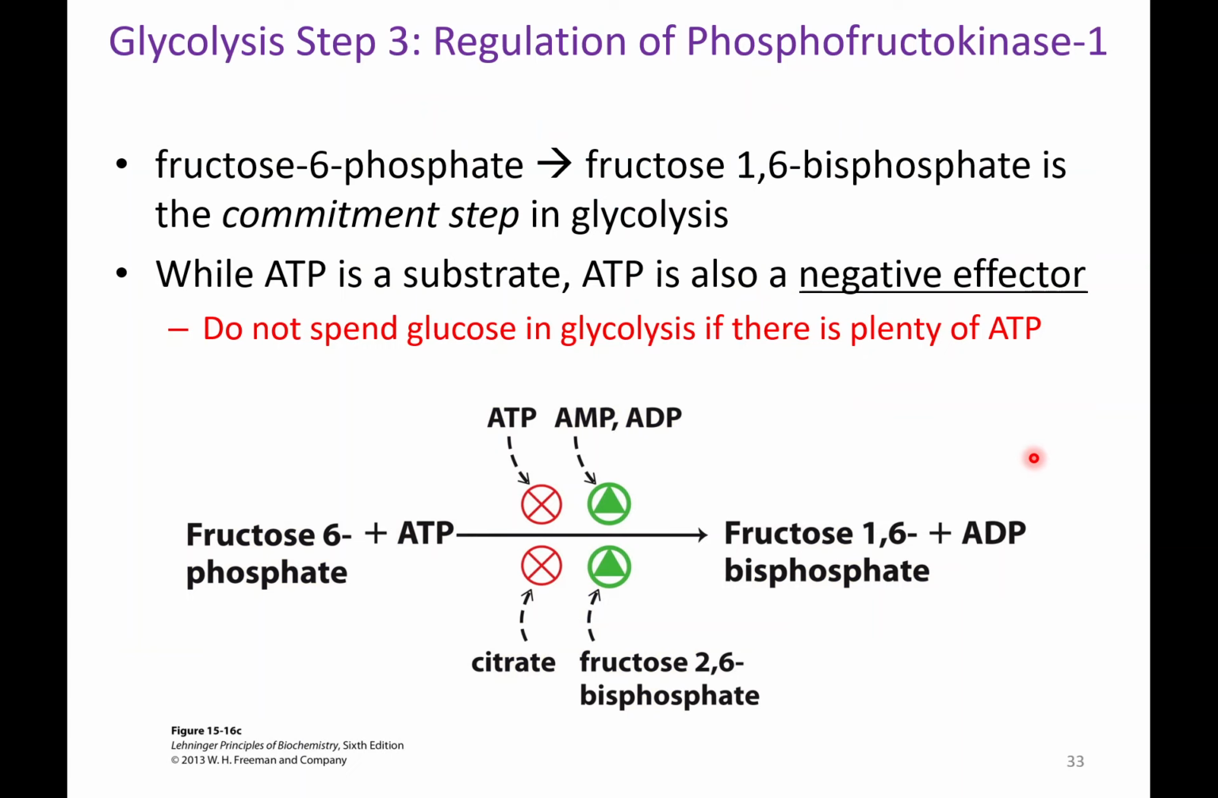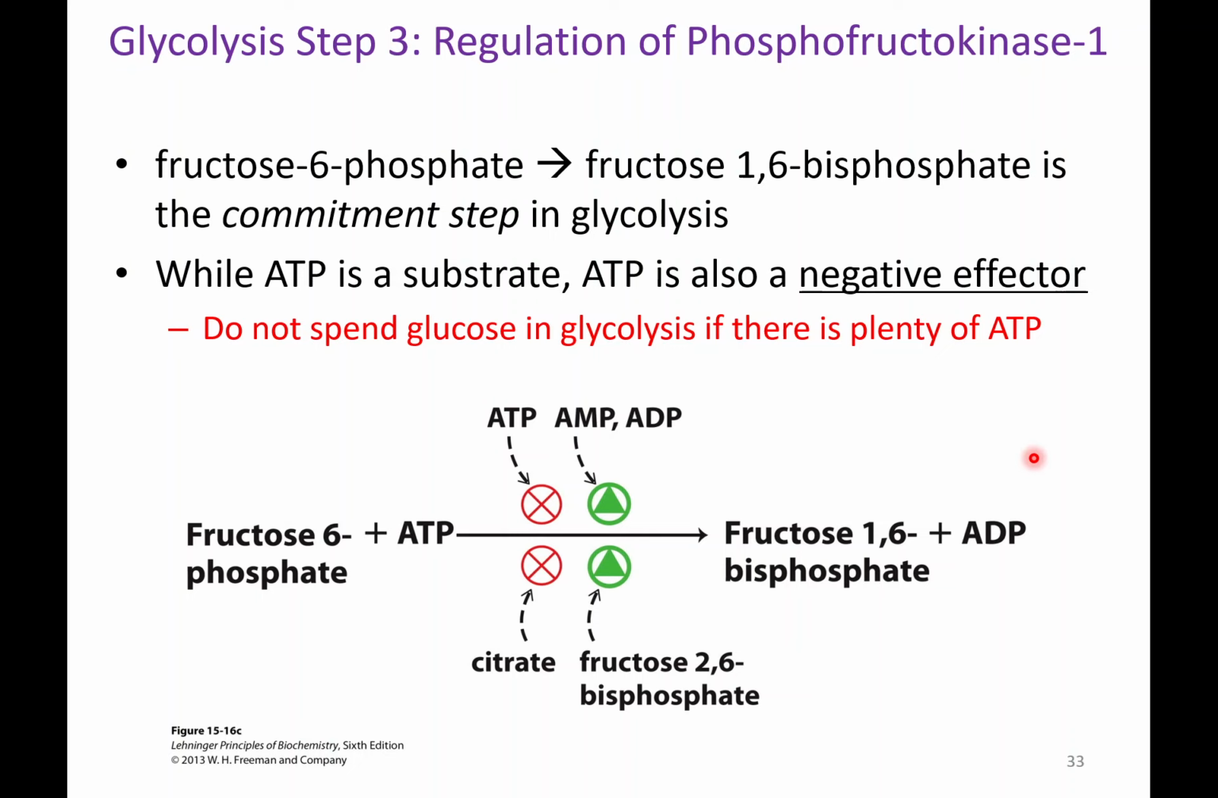Okay, step 3 of glycolysis, and this is probably the one we'll focus most on in terms of regulation, is the step that's catalyzed by phosphofructokinase 1, or PFK1. That reaction, again, is fructose 6-phosphate going to fructose 1,6-bisphosphate. And that was the commitment step to glycolysis. After that point, fructose 1,6-bisphosphate is committed to going all the way through glycolysis.